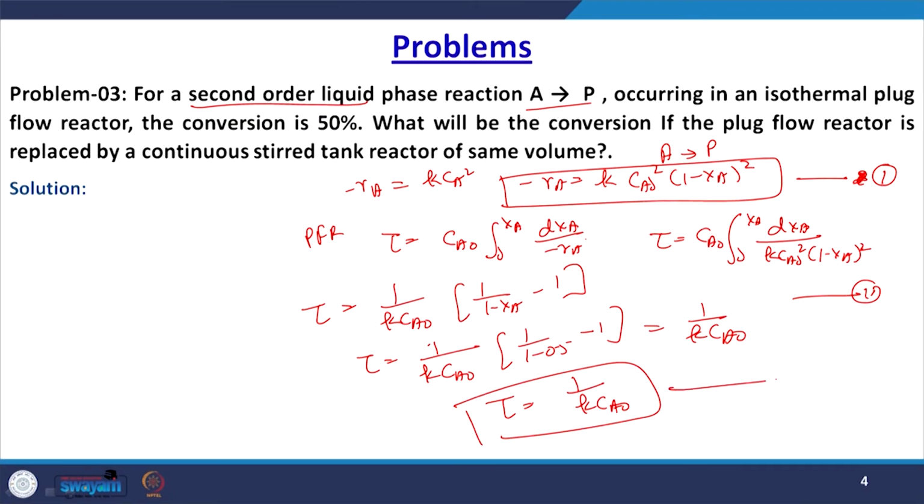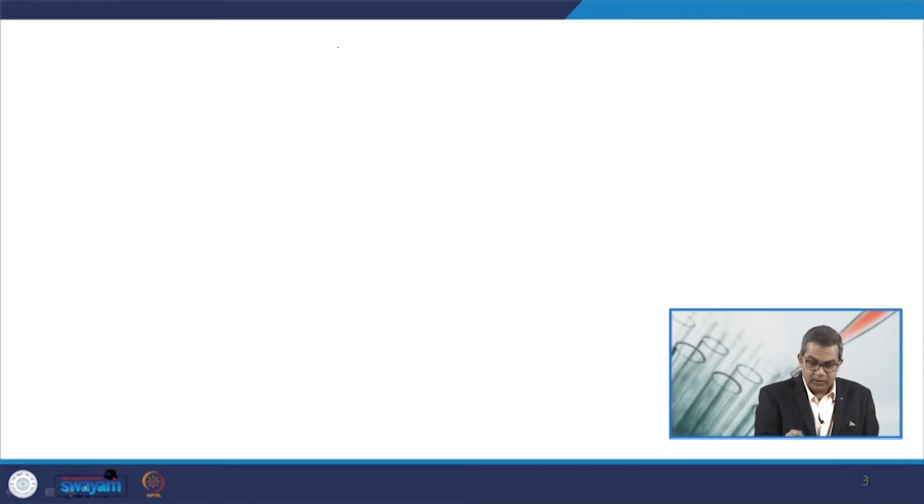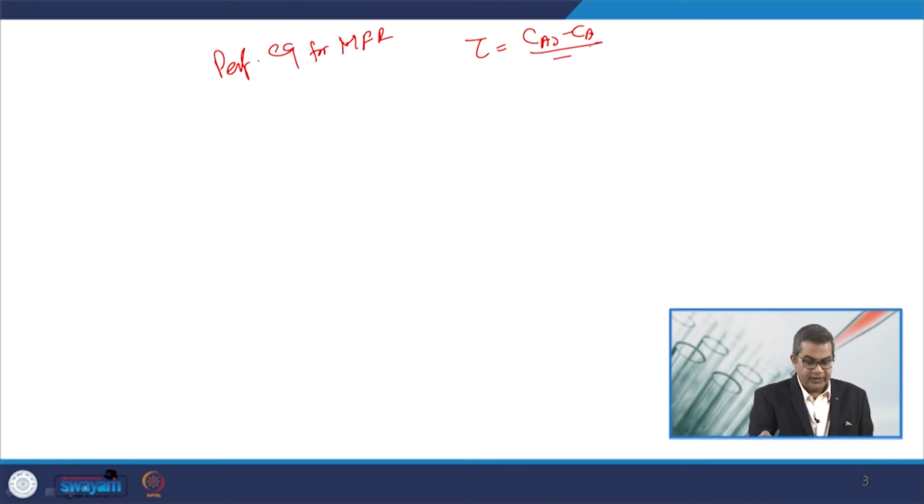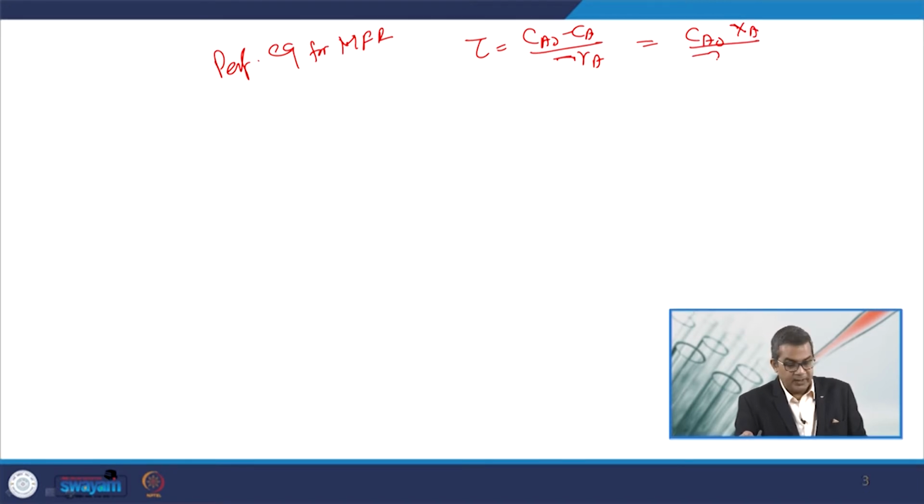That is my equation number 2. Similarly, the performance equation for MFR is tau equal to Ca naught minus Ca upon minus Ra, and from this particular equation we can say that this is equal to Ca naught Xa upon minus Ra. That is my equation number 3.